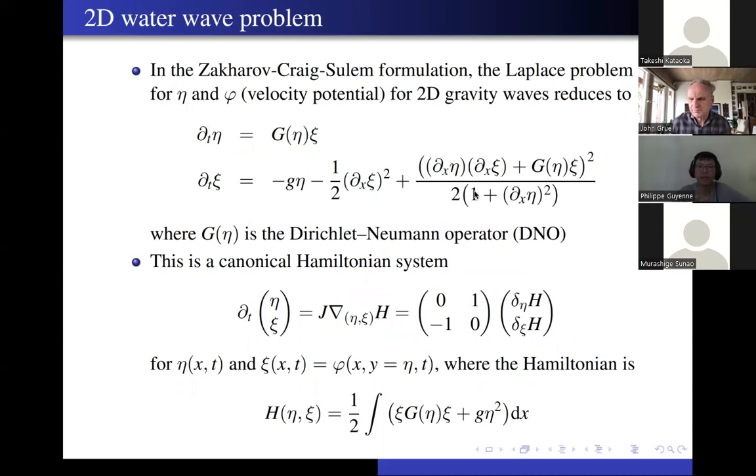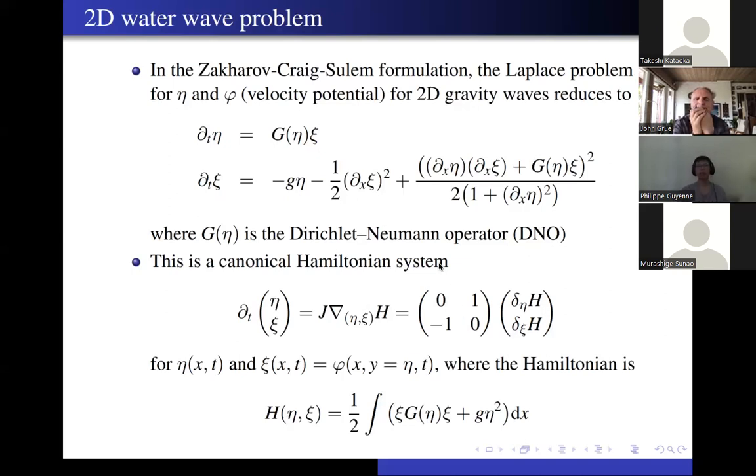Again, the focus here is gravity waves on deep water. So these are the water wave equations in the Zakharov-Craig-Sulem formulation for eta, the surface elevation, xi, the velocity potential on the free surface, and G, that's the Dirichlet-Neumann operator, DNO, that gives you the normal velocity at the free surface. It's known to have a canonical Hamiltonian structure for eta and xi. And so you can recognize the characteristic matrix given by 0, 1, minus 1, 0 in the Hamiltonian formulation. And down here, that's the corresponding Hamiltonian in terms of the DNO.